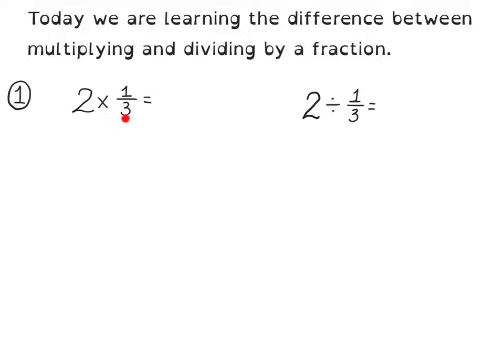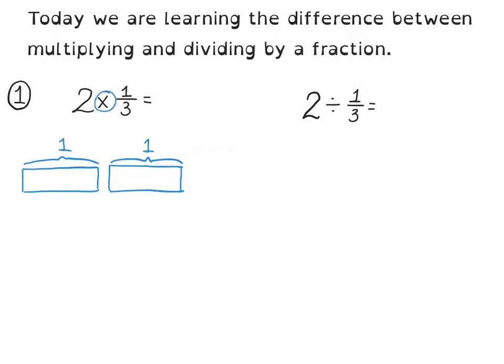So when we do multiplication, we say we have 2 wholes. So I'm going to draw my 2 wholes. Here's one whole. Here's another whole. Okay, and we say times, which we know means of. And multiplication can either be 2 of 1/3 or 1/3 of 2.